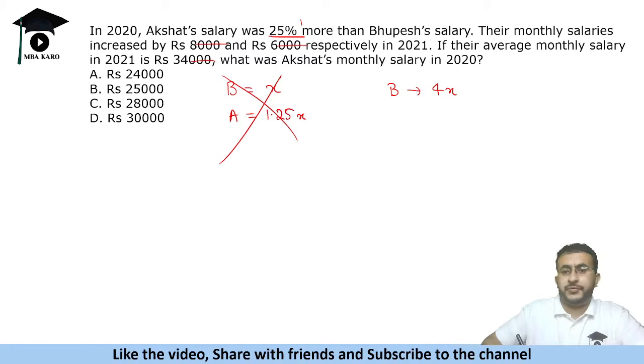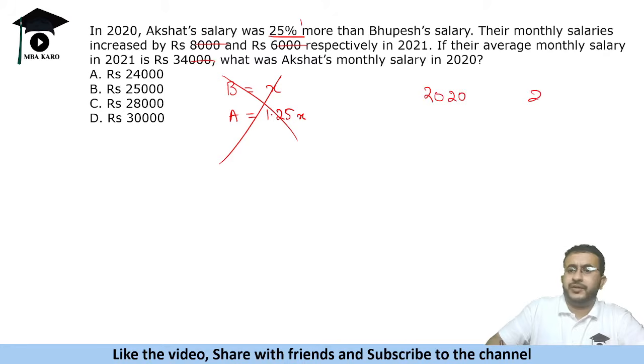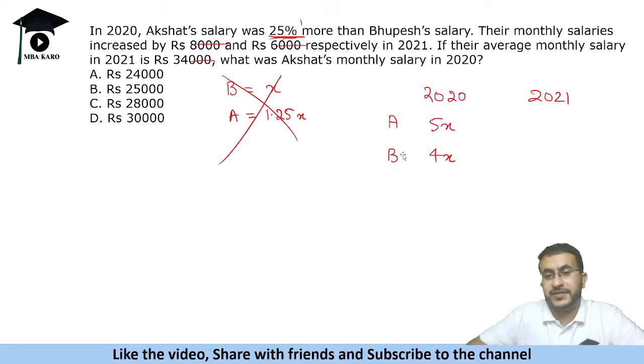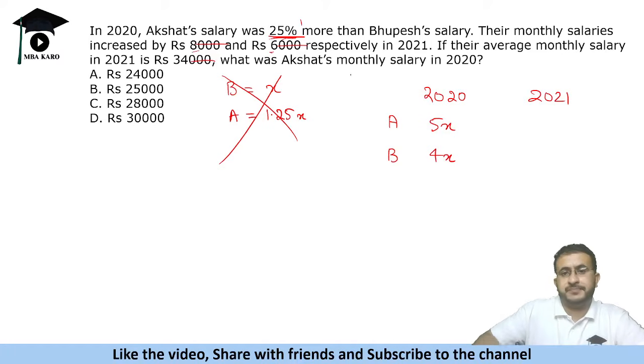So what we will do is 2020, it is talking about 2020. Okay, so 2020 and 2021. Now Bhupesh's salary is, we will take A and B. B we will take 4x and it is 1/4 more. 1/4 of 4x is x. So this is 5x. Now देखो 1.25 से divide करना versus 5 से divide करना, which is easier? 5 is easier.